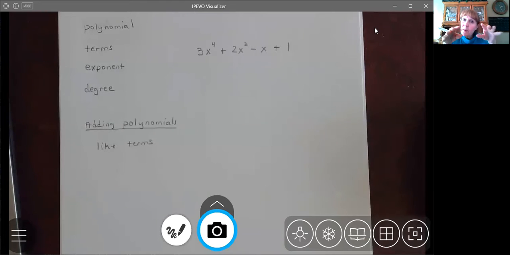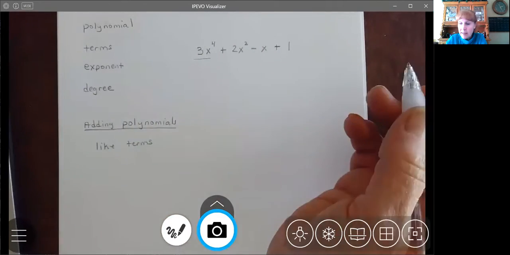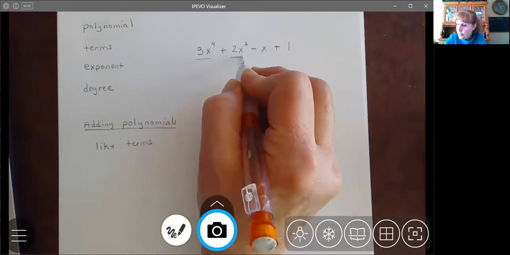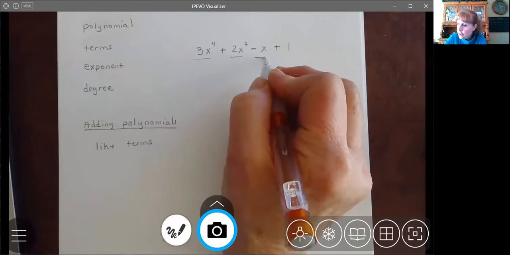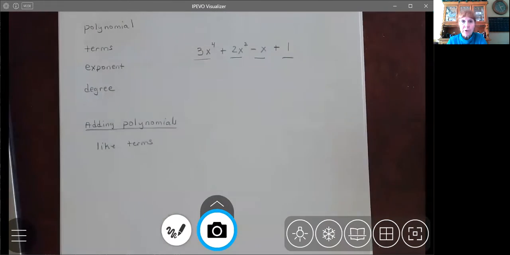And if you look at this polynomial, there are actually 4 terms here. This is a term, okay, 3x to the 4th. This is a term, 2x squared. This is a term, negative x. And then this would also be a term.